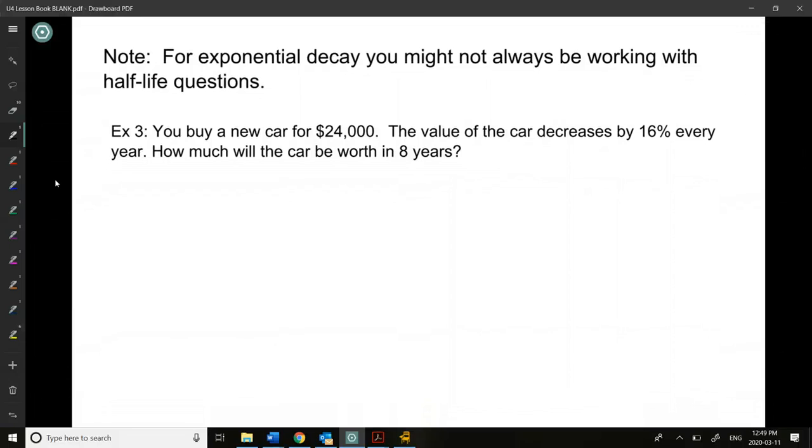Okay, so the first couple examples that we did, we were working exclusively with half-life. But with exponential decay, you don't always have to be working with half-life. You could be working with decay factors that are between 0 and 1. We can also flip what we talked about yesterday with growth by a percent.